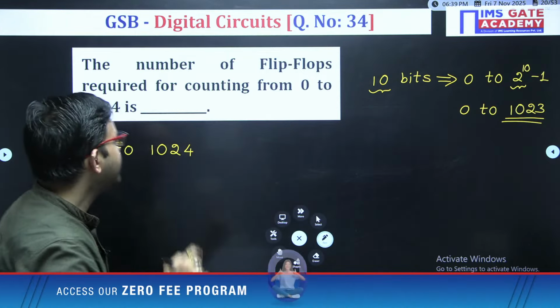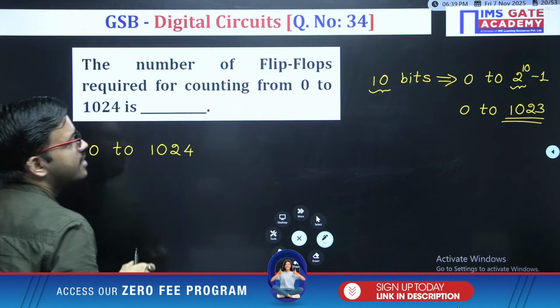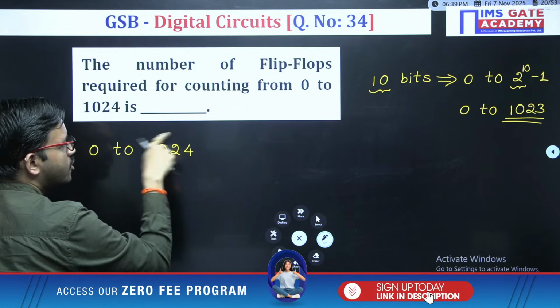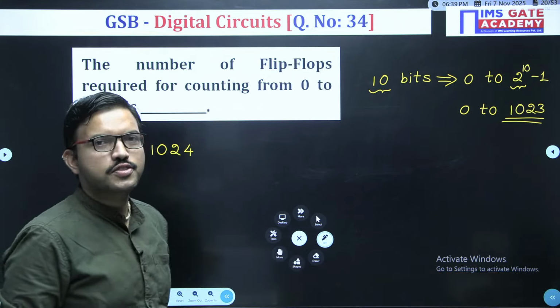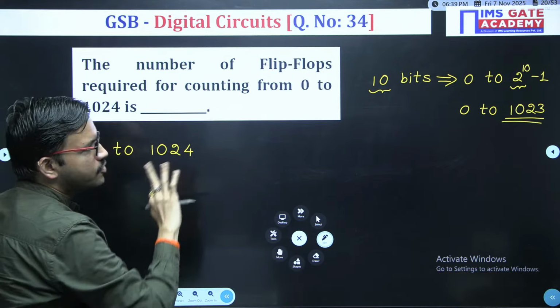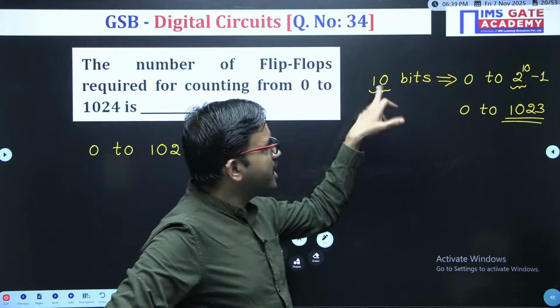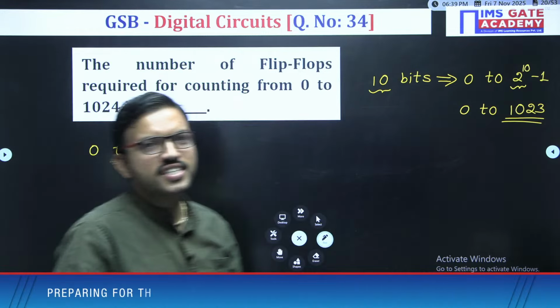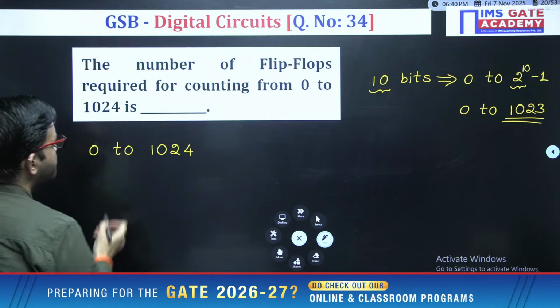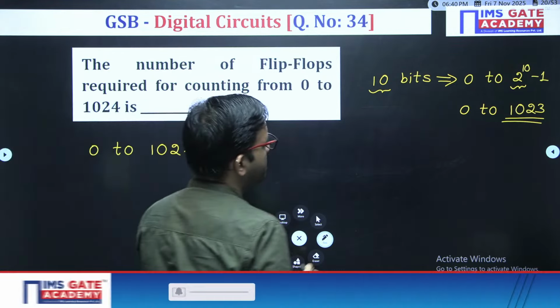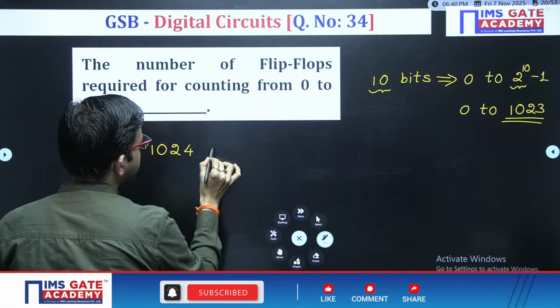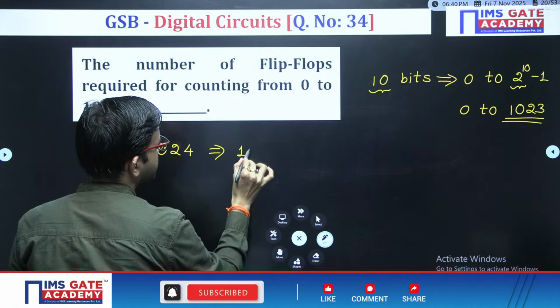But here I intentionally kept the twist. Instead of mentioning 1023, I kept 1024. But 0 to 1024 means 1025 values. So 1024 you cannot represent with the help of 10 bits. You require one more extra bit. Yes, very good, Suganya. Very good. So in this case, if you are having 11 bits, we require 11 bits.